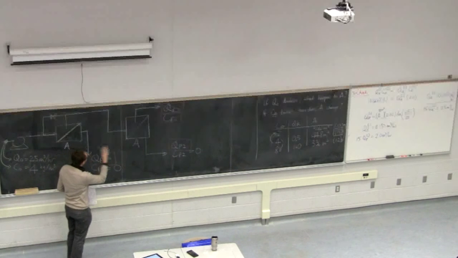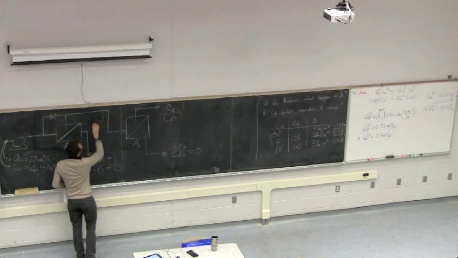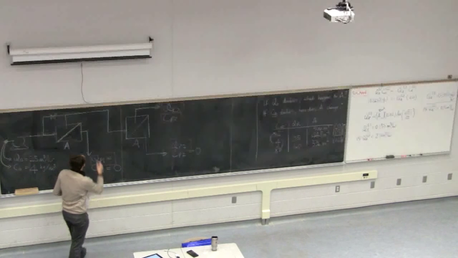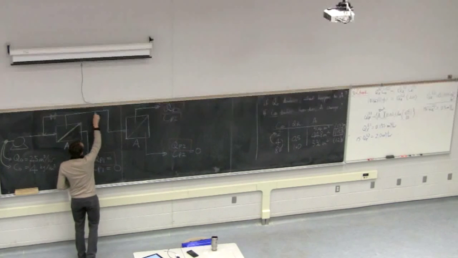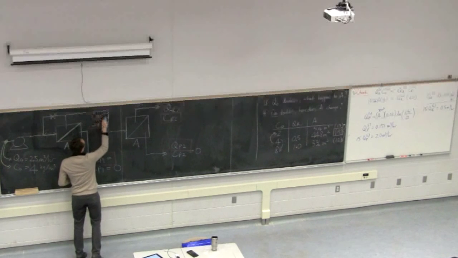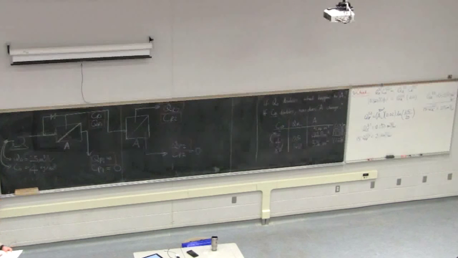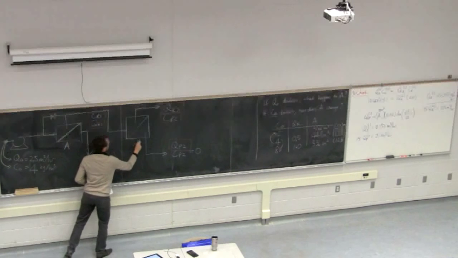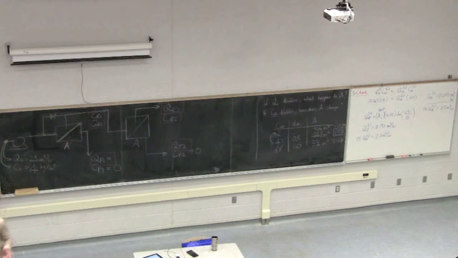We also have this intermediate stream. So this stream is not something that we'll ever use. We just feed it straight away into the next membrane. But because it's the feed to the second membrane, we need to know its values. So CR1 and QR1. So the retentate flow and the retentate concentration. Okay, and as I said, we know the areas. We're told what they are. How many unknowns? Six unknowns, six equations.